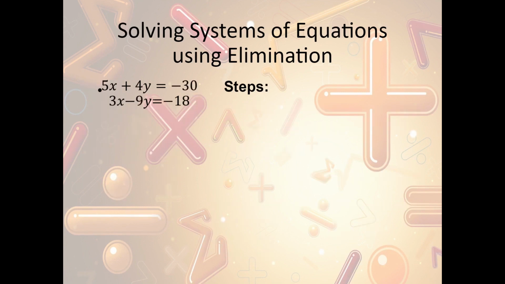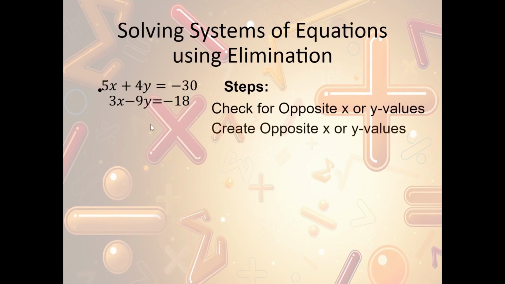Now let's take a look at another example. This time, though, we're going to notice something's a little different than the last one. So it says 5x plus 4y is equal to negative 30, and 3x minus 9y is equal to negative 18. So we begin, like always, by checking for opposite x values or y values. So 5 and 3 are not opposites, and 4 and 9 are not opposites. So we're going to have to create opposite x or y values by multiplying.